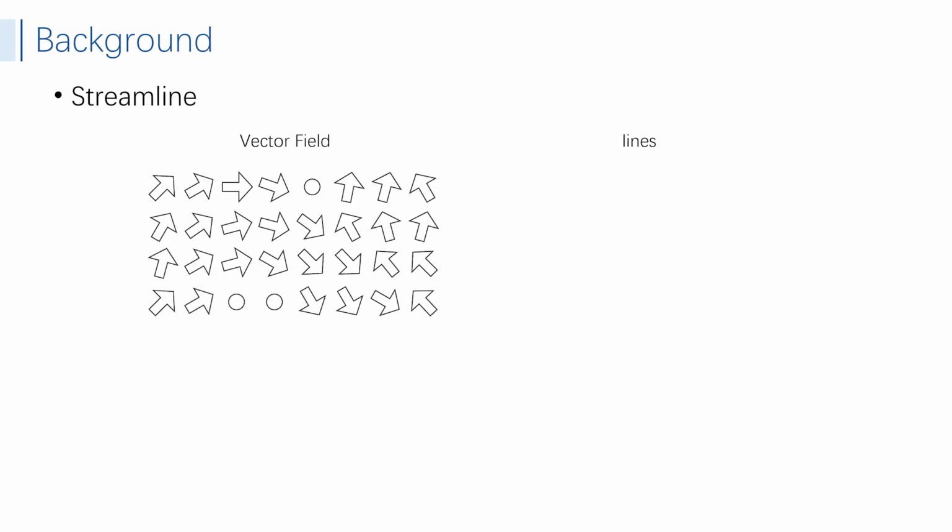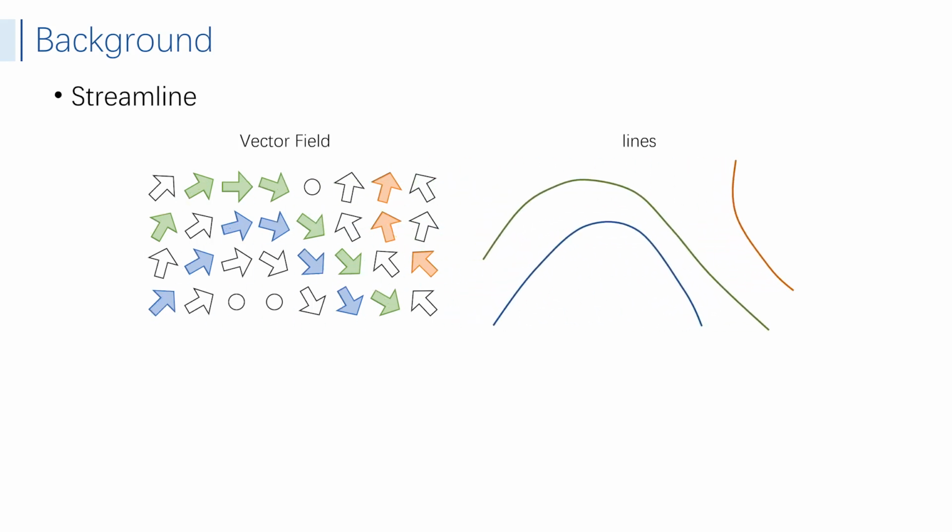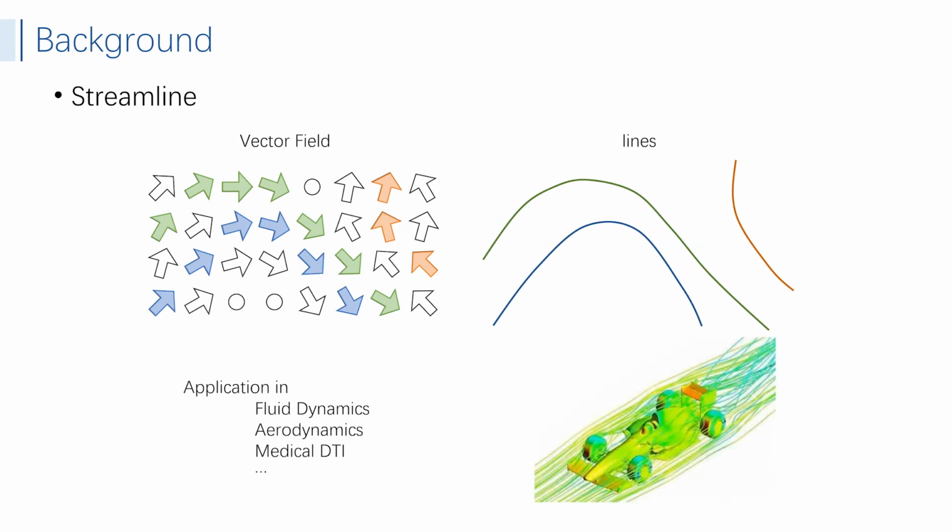Well, people extract lines from the vector field using three methods. After that, we sample along the direction with numerical algorithms. Finally, we get the streamline field. Such a dataset is applied widely in scientific visualization, like in fluid dynamics.